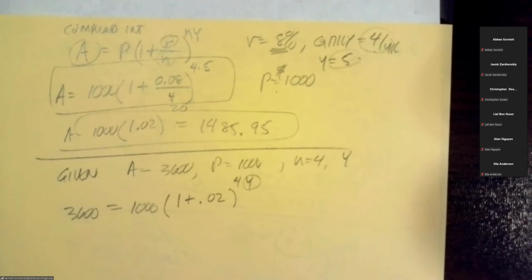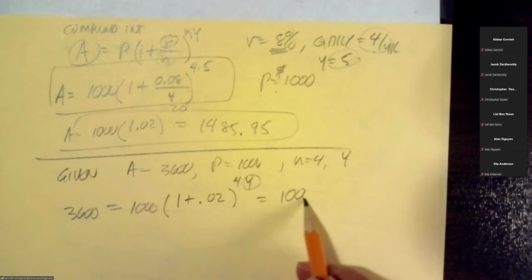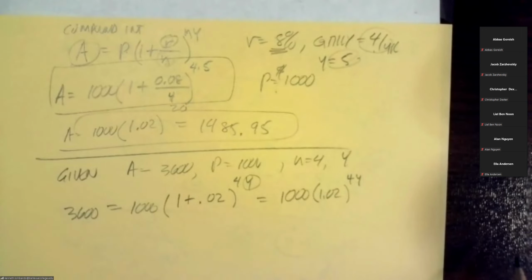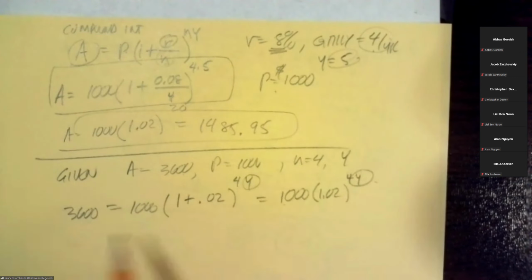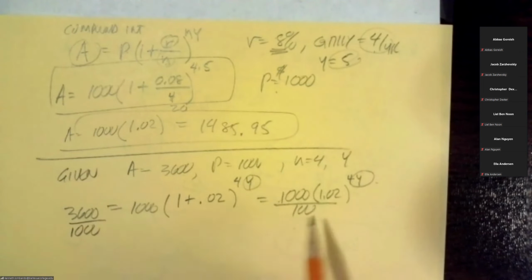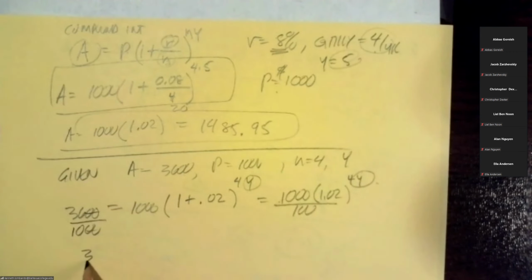An exponent. So we might say 1,000, 1.02 to the 4Y, if Y is the number of years. Solve for Y. Okay, so it's an exponent, probably going to use logs. So 3,600 divided by 1,000, divide each side by 1,000. So I get what? 36 over 10, or 3.6, equals 1.02 to the 4Y. Can I solve for Y?